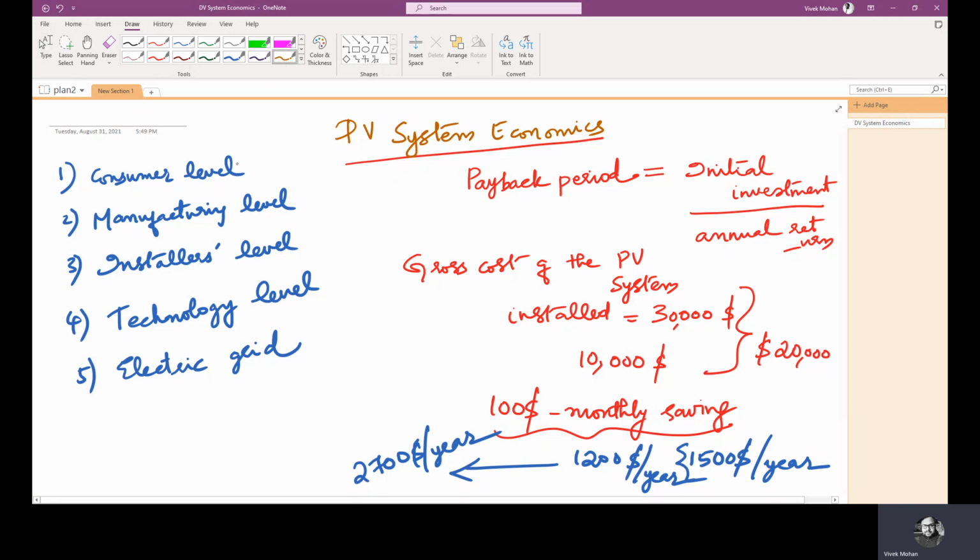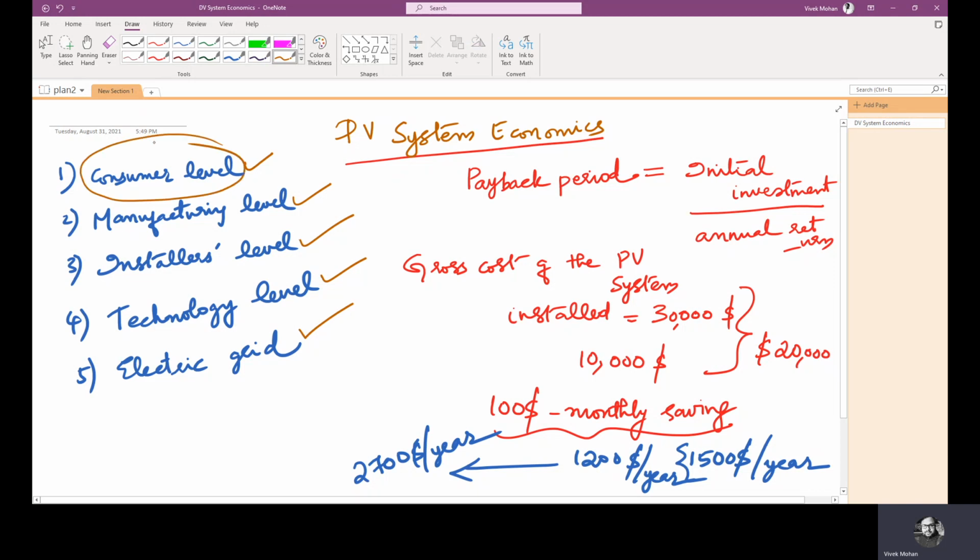It can be at the consumer level, or the manufacturing level, or the installers level, or the technology level, or the electric grid level. So in this analysis, we will confine our study to the consumer level.